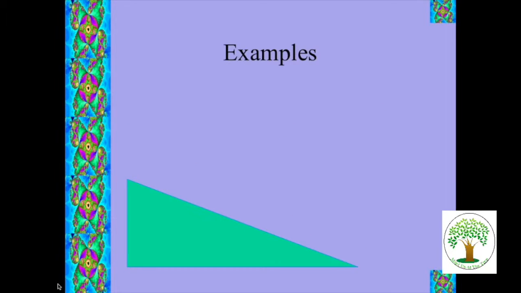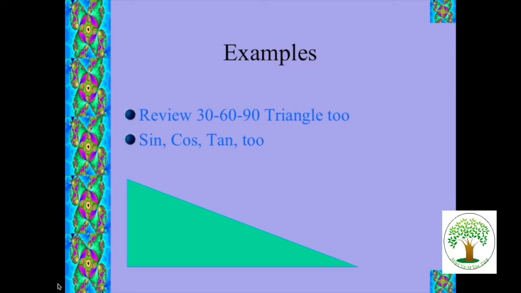All right. We're going to do some examples. We also are going to review 30, 60, 90 triangles. You will need those in the future. We're also going to review some sine, cosine, and tangent, and do some examples. The examples we will do together are 1 through 17 odd.